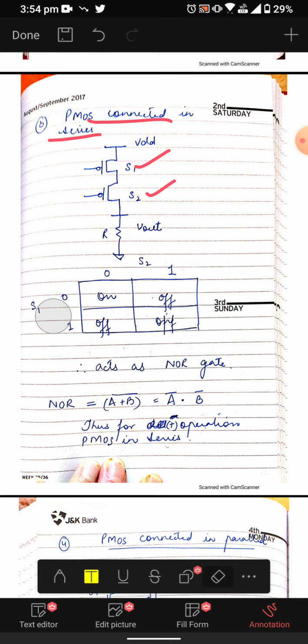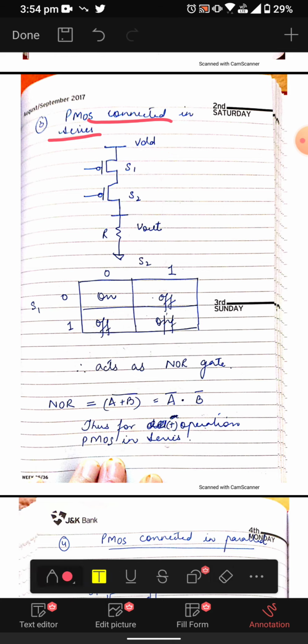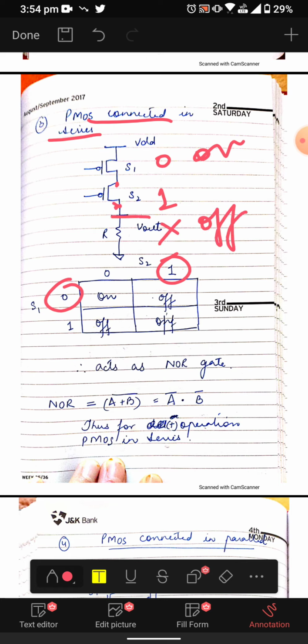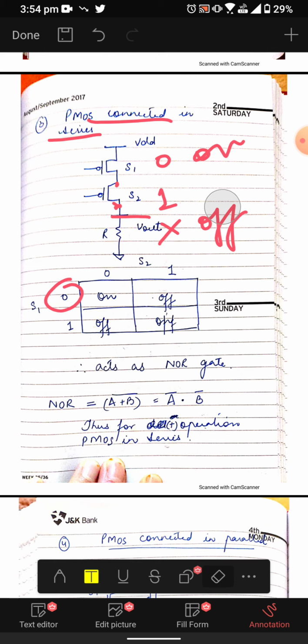Now when one of the transistors, say S1, is 0 and S2 is 1. S1 is 0, S2 is 1 here. What will happen? S1 will be on, but here we'll have an open circuit. So Vout will be off, or it will be 0. That is what I have shown over here. Fine. Now reversing the inputs.